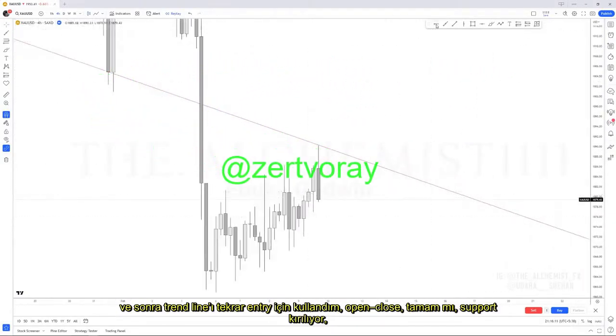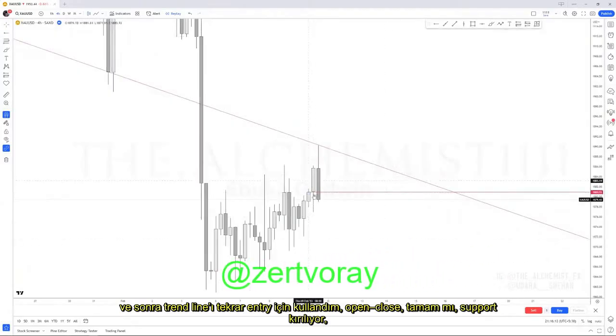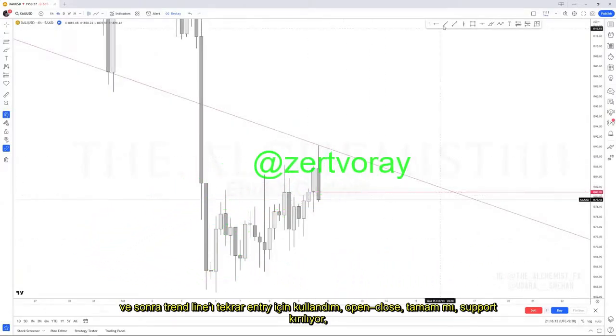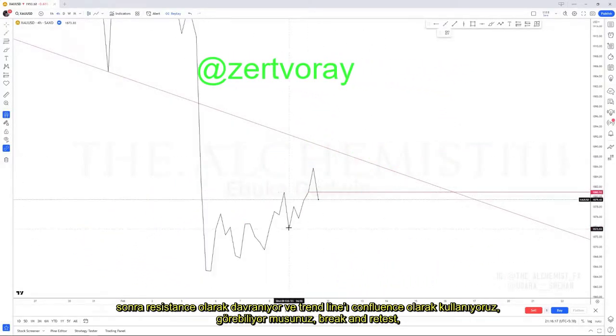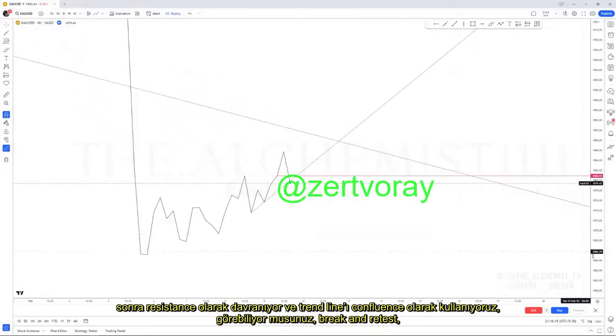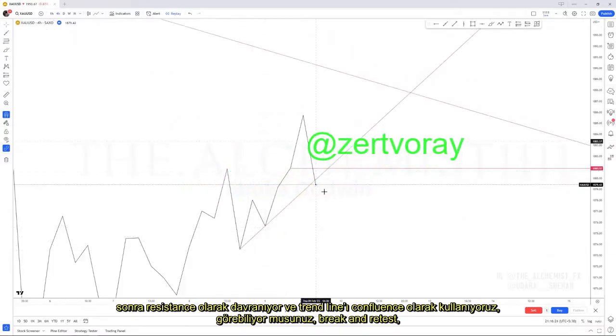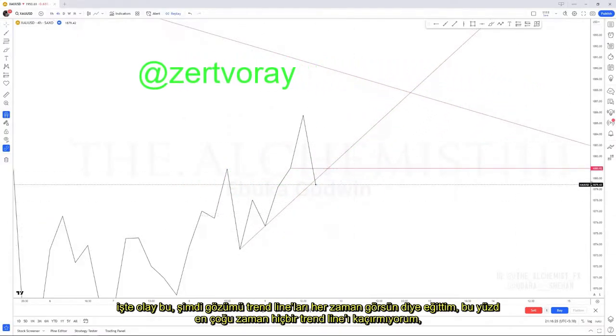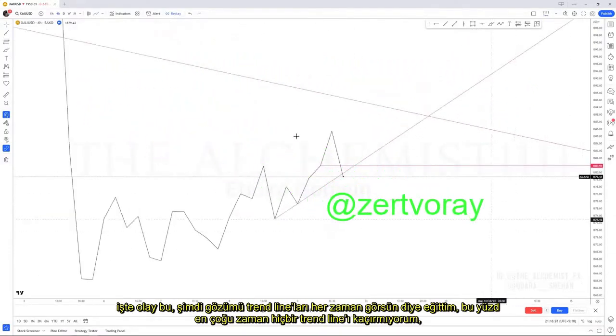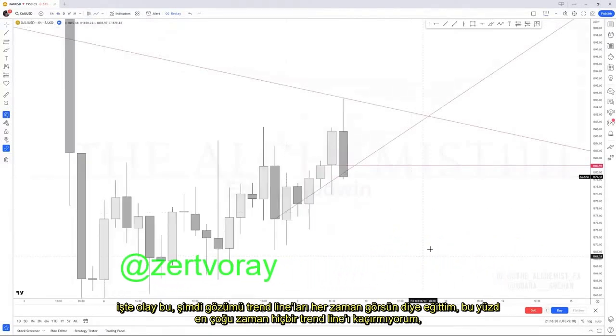Open, close, broken. Okay, so after support is broken, it acts as a resistance, and then we had a trend line as confluence. Can you see that? Break and retest. See that? Break. Now, this is the thing now. I have trained my eyes to see trend lines all the time. So most of the time, I do not miss any trend lines.